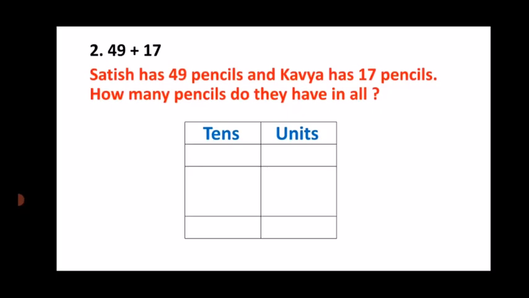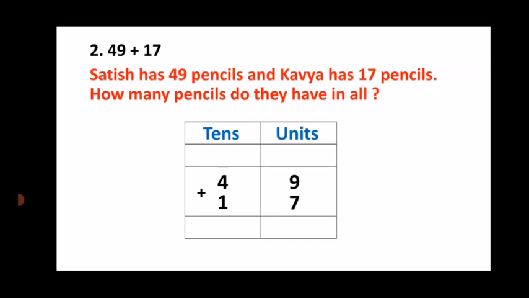So first what we'll do, Satish has 49 pencils, so we'll write 9 in the units place and 4 in the tens place. Kavya has 17 pencils, so we'll write 7 in the units place and 1 in the tens place. And then we'll put a plus sign between them and then we'll add them. So first we are going to add the numbers which are in the units column. So we are going to add 9 units plus 7 units. So 9 units plus 7 units is 16 units.